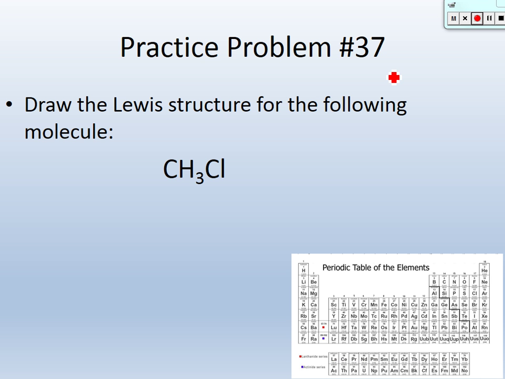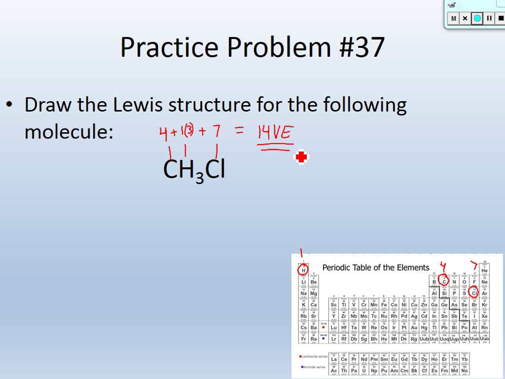I'm just going to go through the steps real fast. So we've got carbon here. Carbon has 4 valence electrons. So carbon's right here. It's got 4. Hydrogen has 1 valence electron, but I've got 3 hydrogens, so I'm going to times that by 3. And chlorine sits right here, has 7 valence electrons. Okay, so if we add up all of these valence electrons, we've got 14 valence electrons in this molecule. So that's step number 1.